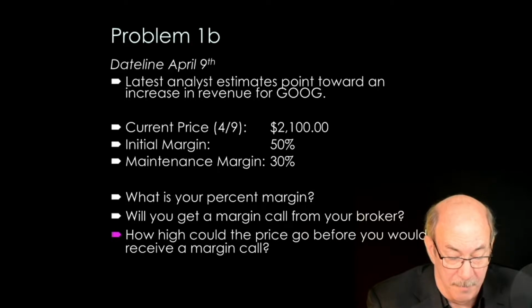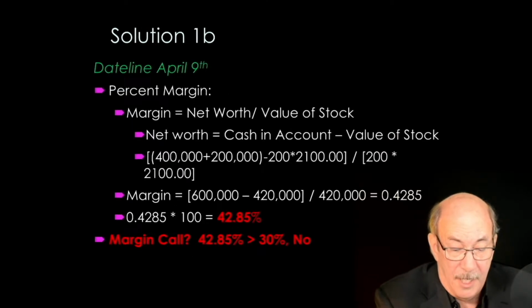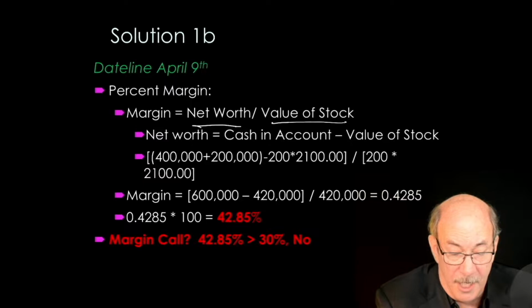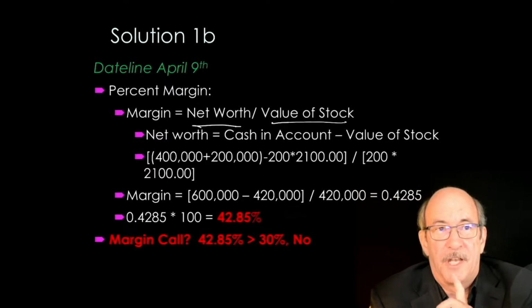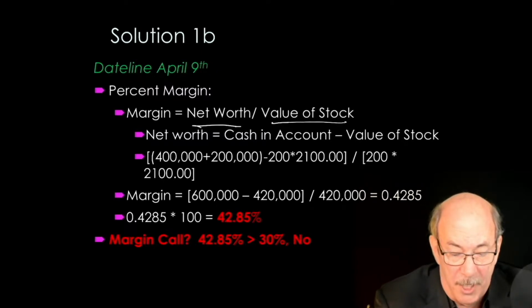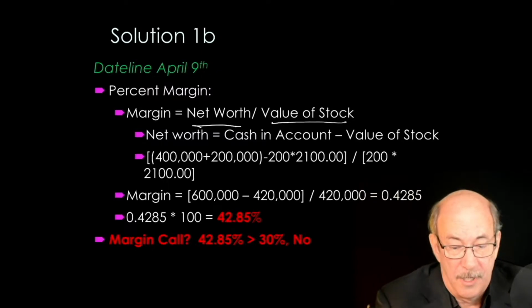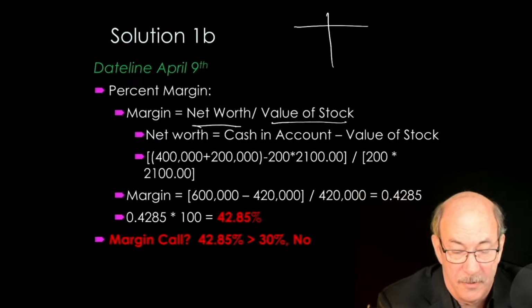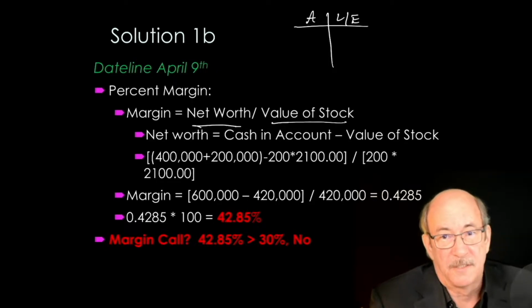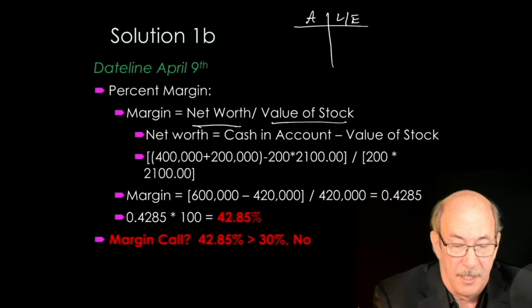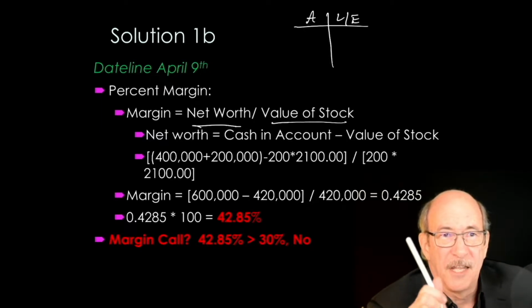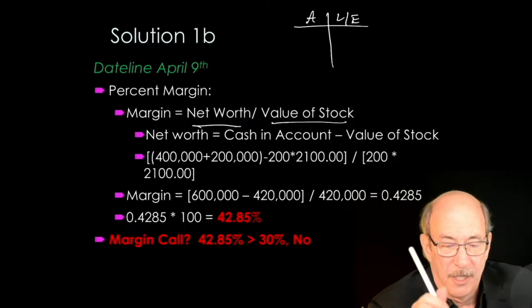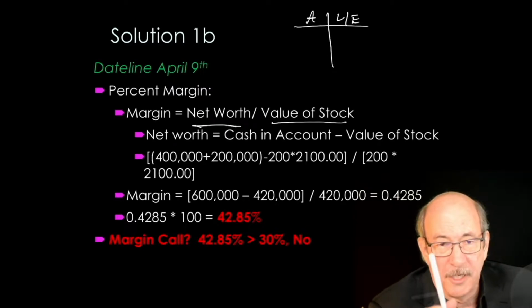And so what is our percent margin? Again, it's net worth over value of the stock. Now, here's the trick. Net worth. We started off with a net worth of $200,000, but that's not what we have now. And remember, one of the easiest ways, I think, or at least for me, is to think about this as a T account. And in the case of a short position, remember, what is it that is stated in terms of shares of stock? Is it the asset or the liability?